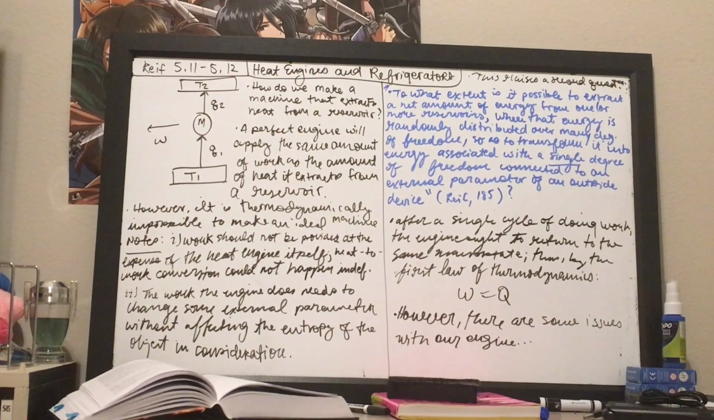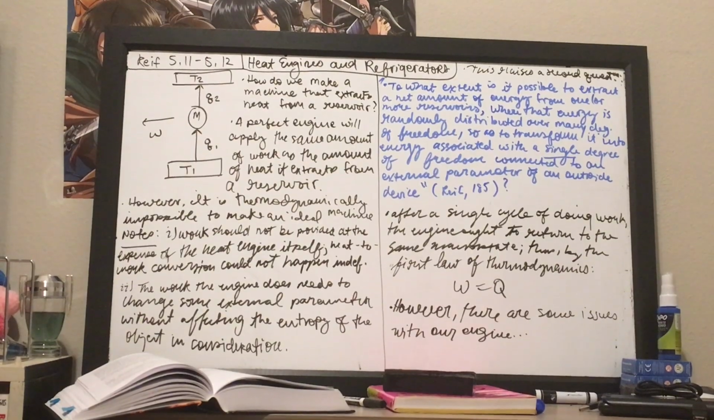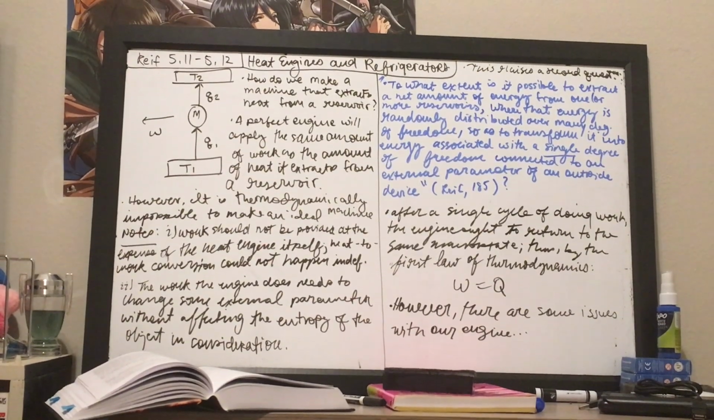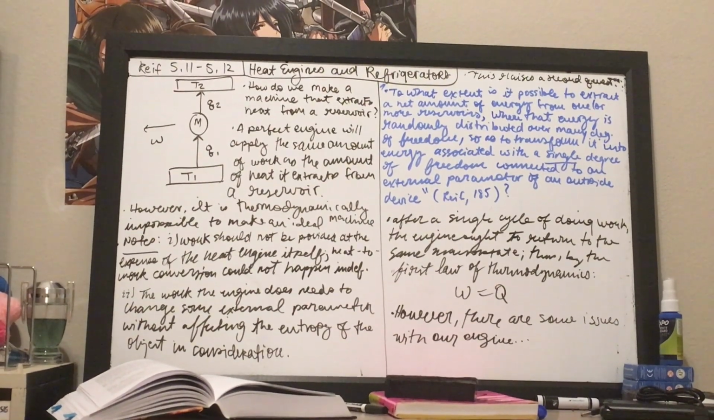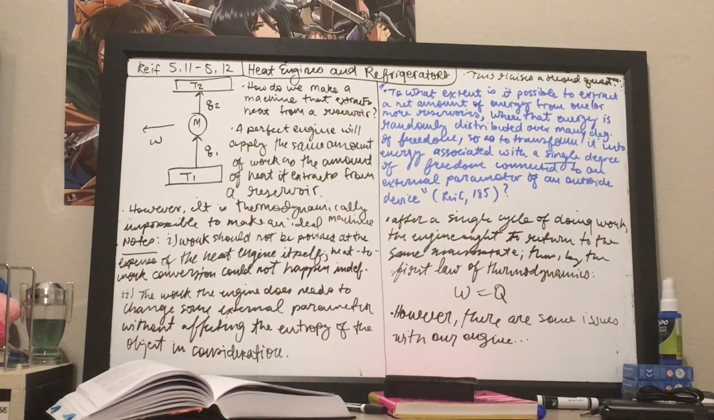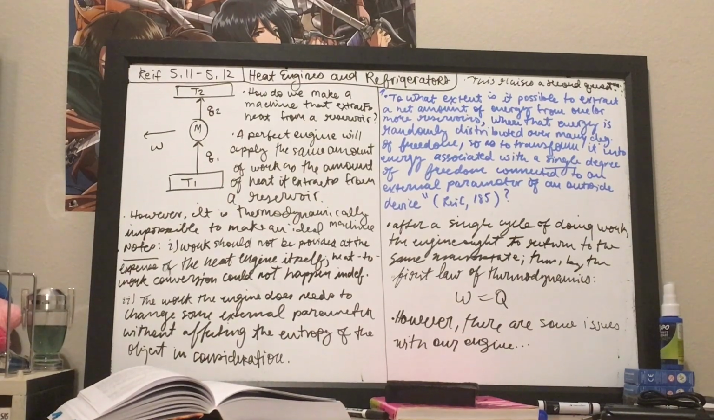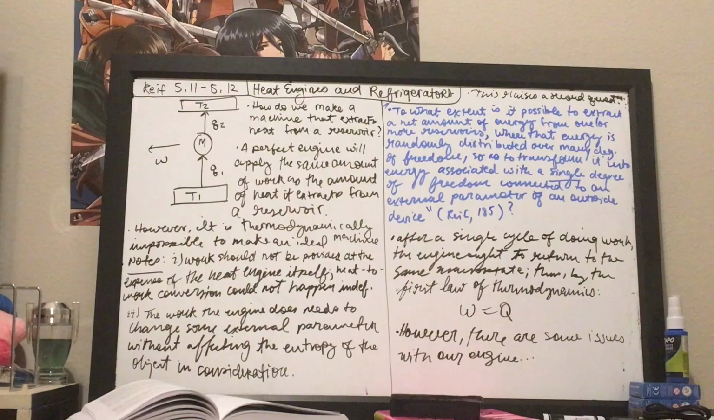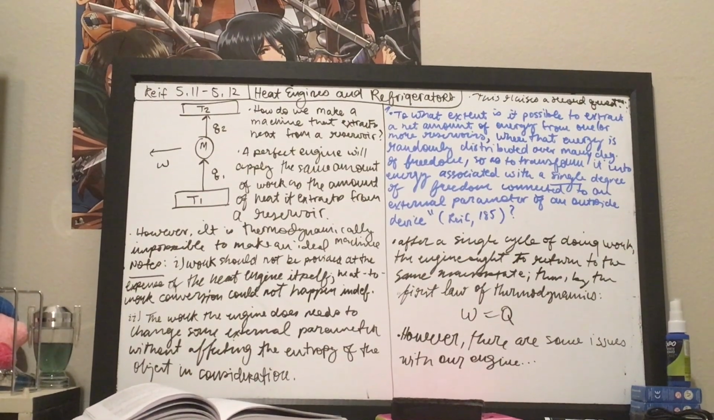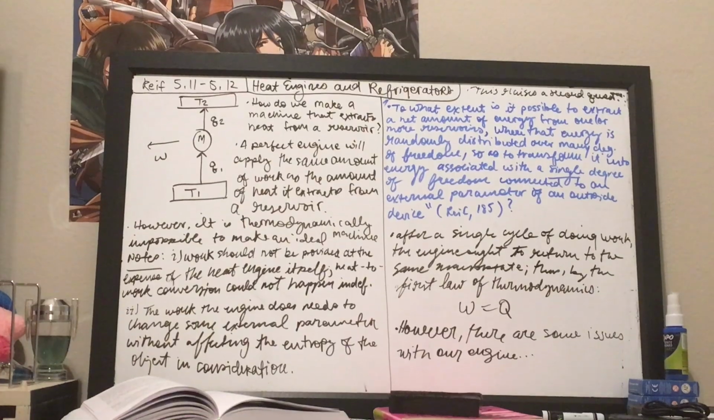Engines. What is an engine? An engine is some machine, which we will usually call M, that extracts some amount of heat from a heat reservoir at temperature 1, does work with that heat, and there's some heat loss in one form or another that gets put into a second heat reservoir or is lost somewhere else.